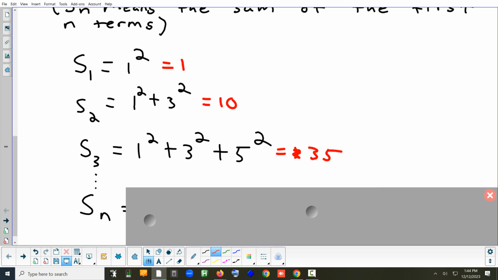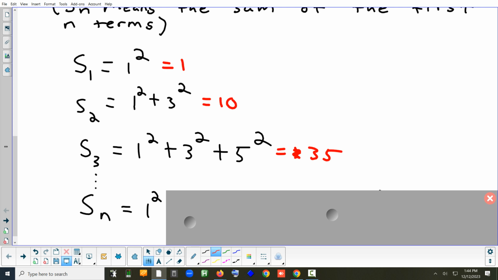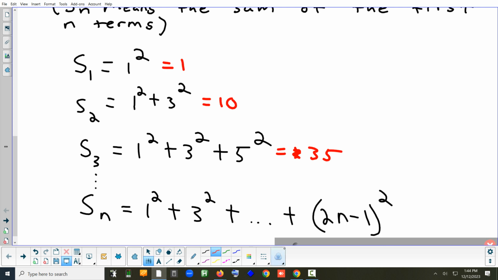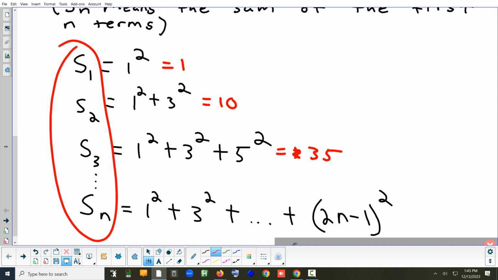And then, in general, if you wanted to add up the first n terms, well, you do the first one, you do the second one, you do the third one, dot, dot, dot. You keep going till you get all the way to the nth term, whatever that happens to be. 10th term, 50th term, 200th term. We don't know. So any question on the idea of what that notation means?